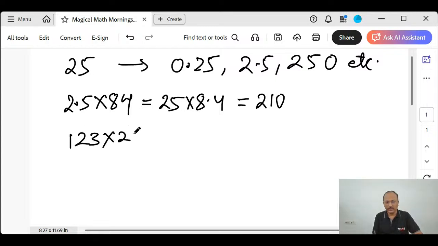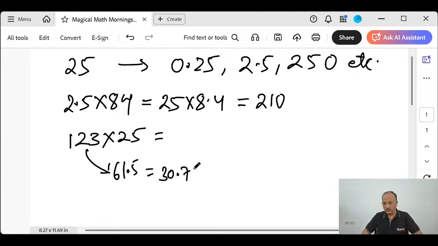123 into 25. Either you divide this one by 4, or first you multiply by 100 and then divide by 4. Because divide by 4, we know this, correct? If it is an odd number, it will end with 0.25. First we'll take 61.5. Then it will come as 30.75. This we should remember.